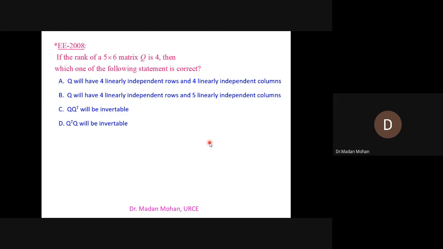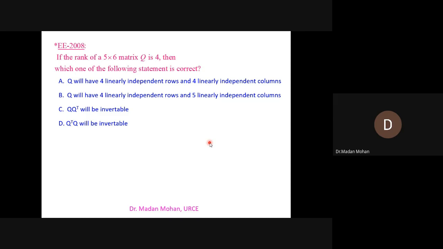Anyone, please? I have already explained all the definitions of rank. What's the answer? Yes, sir. Yeah, very good.